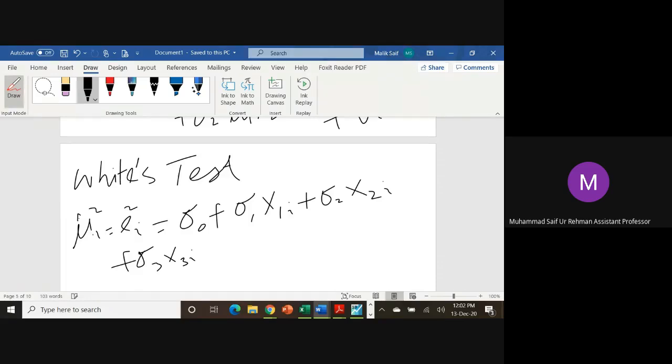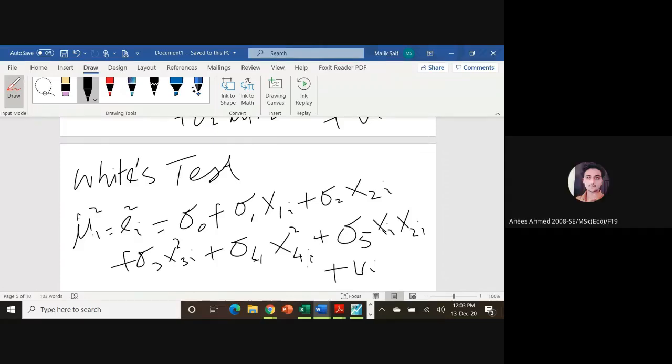Initially there was no square on x1 and x2, but now when you write it down here, you will write the square on this. So x3i square plus lambda 4 x4i, and you will again take the square of this, plus lambda 5, and now you will multiply these two terms, I mean x1i multiplied by x2i. So this is the interaction term that you will include in the case of White's test. Then finally the residual term vi.